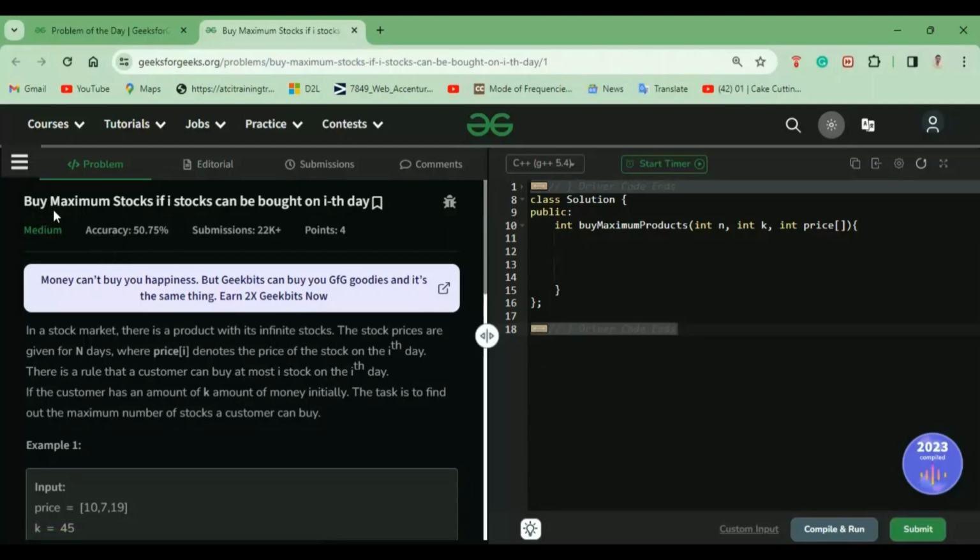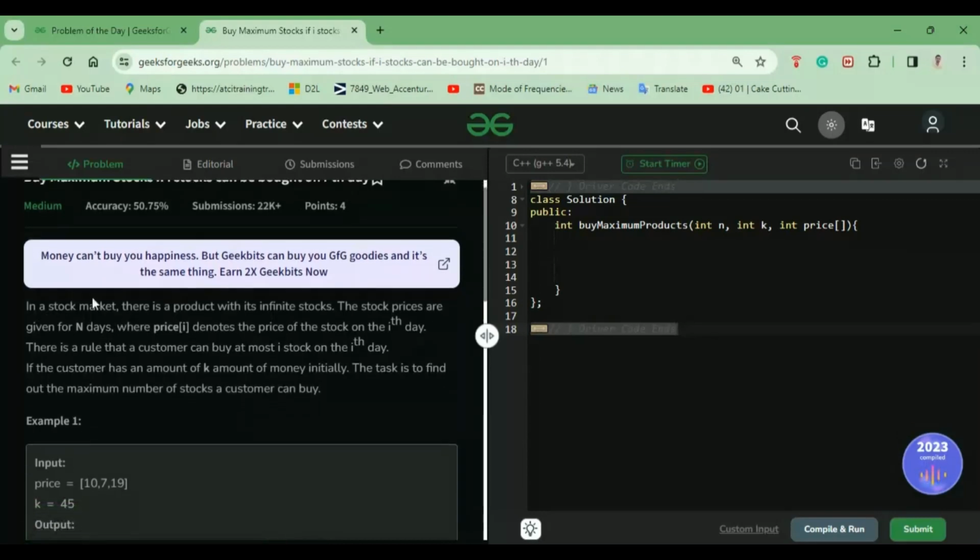The problem says buy maximum stocks if i stocks can be bought on the ith day. In a stock market there is a product with an infinite number of stocks. The stock prices are given for n days, where price[i] denotes the price of the stock on the ith day.